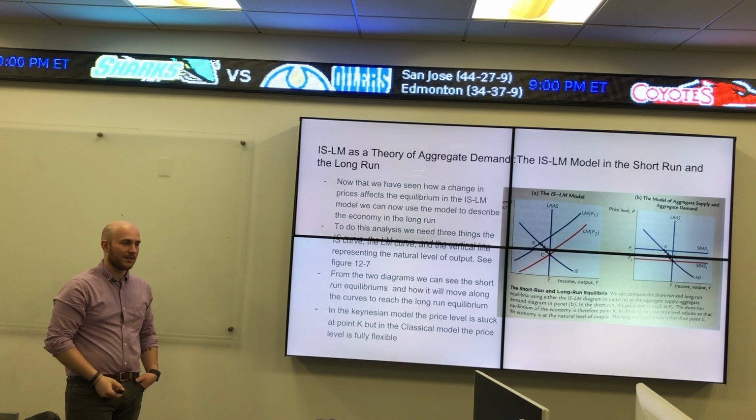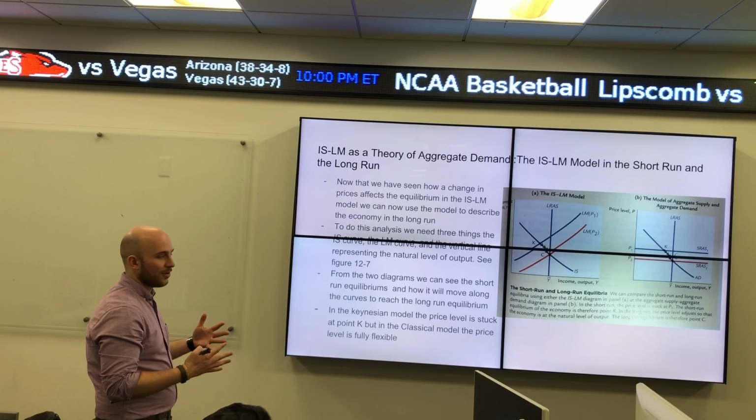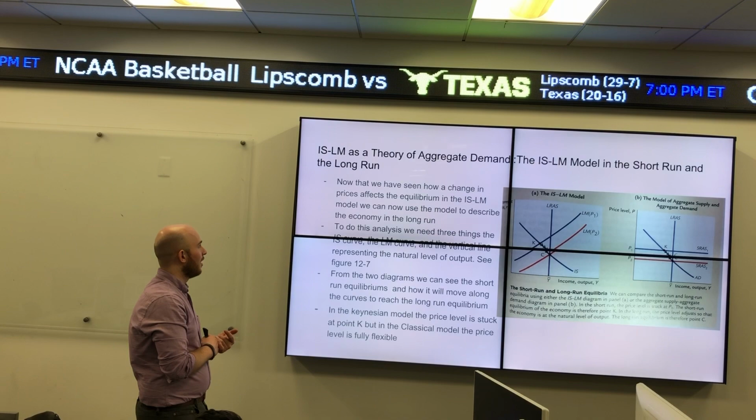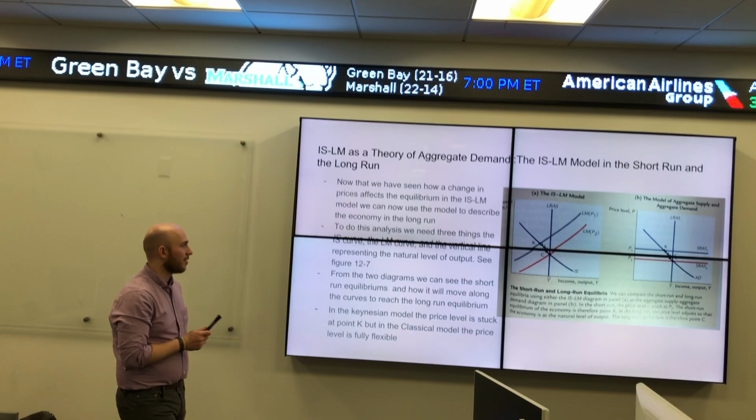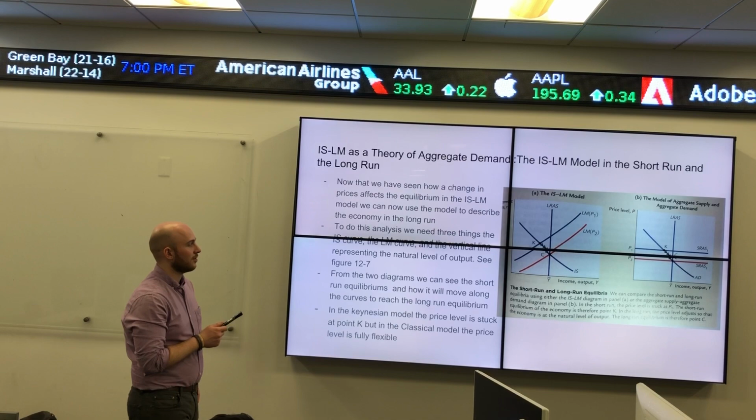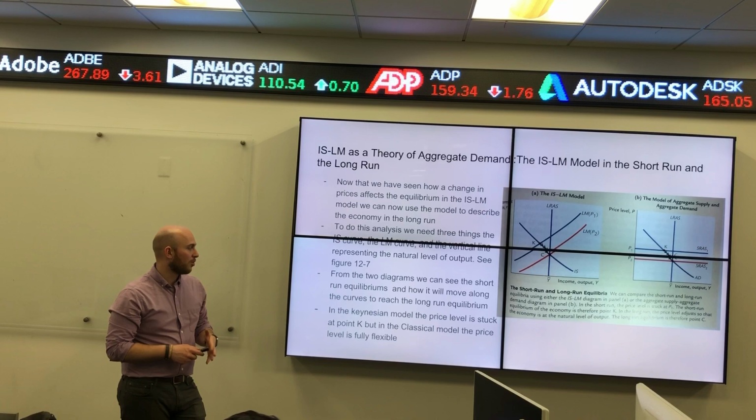All right, so ISLM has a theory of aggregate demand, the ISLM model in the short run and the long run. Ah, these beautiful graphs have come back, which is what confused everyone 2 chapters ago. All right, so now that we've seen how a change in the price affects the equilibrium in the ISLM model, we can now use the model to describe the economy in the long run. So to do this analysis, we need 3 things: the IS curve, the LM curve, and the vertical line representing the natural level of output. See figure 12-7. So from the two diagrams, we can see the short run equilibriums and how it'll move along the curves to reach the long run equilibrium.